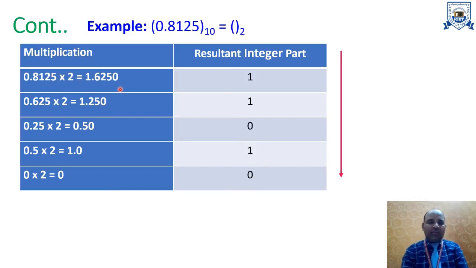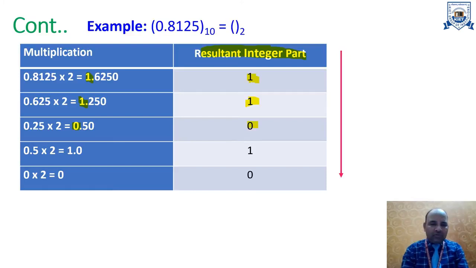Now the multiplication gives 1.6250, and we take the integer part, which is 1. We write 1 here and move down to the next iteration. Now we take the fractional part, 0.625, which is again multiplied by 2. The multiplication gives 1.250, and we again take the integer part, which is 1. Now we take the fractional part, 0.250. This 0.25 gets multiplied by 2 again, and the result is 0.50. We take the integer part of this multiplication, which is 0. We write 0 here as the resultant integer part.